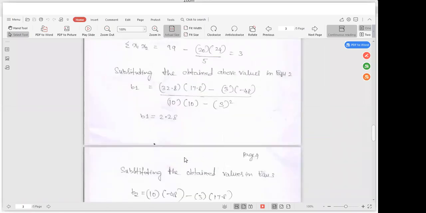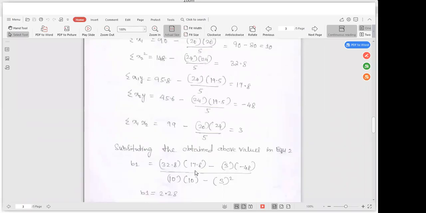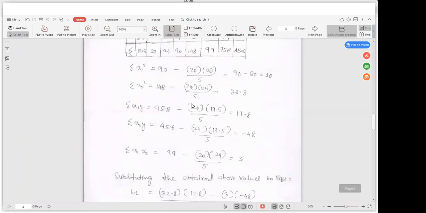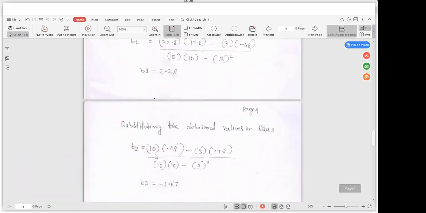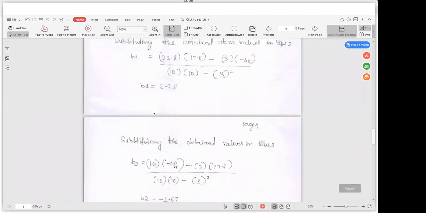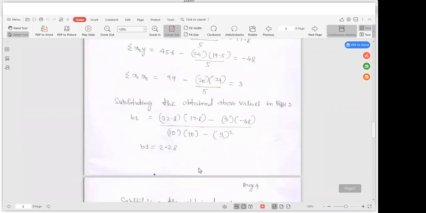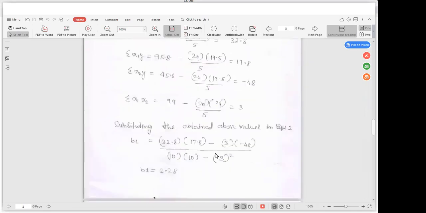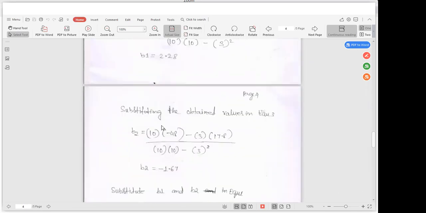Next, substitute the obtained value in equation 3. This is equation 3, and we need to find the value of the slope b2. For that, we have to substitute the values: summation of x1 square into summation of x2y, minus summation of x1 x2 into summation of x1y. The denominator remains the same for both. When we resolve this, we get the value minus 1.67.